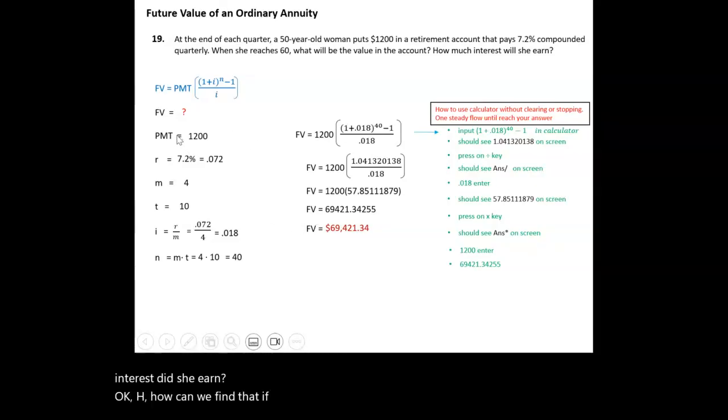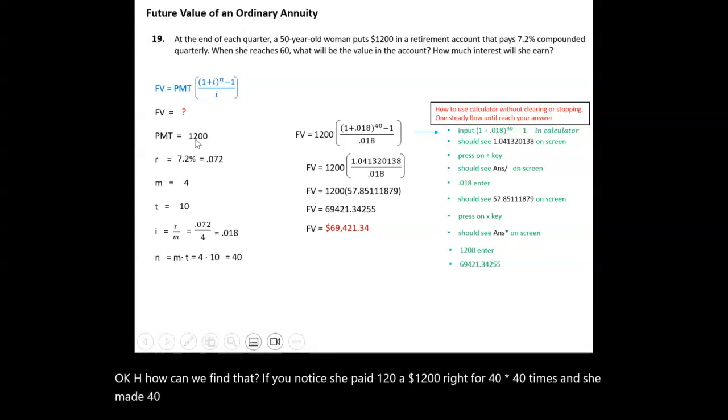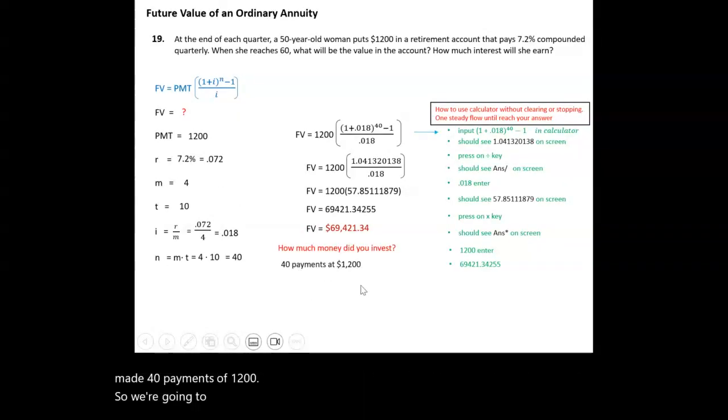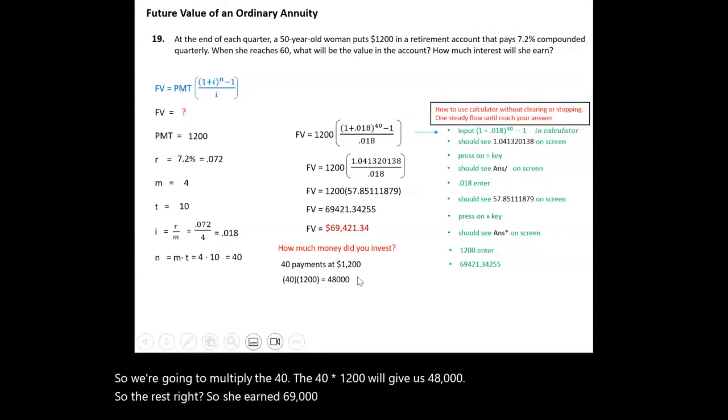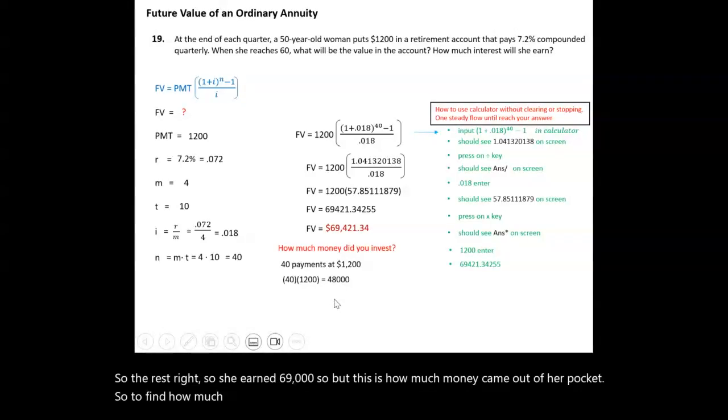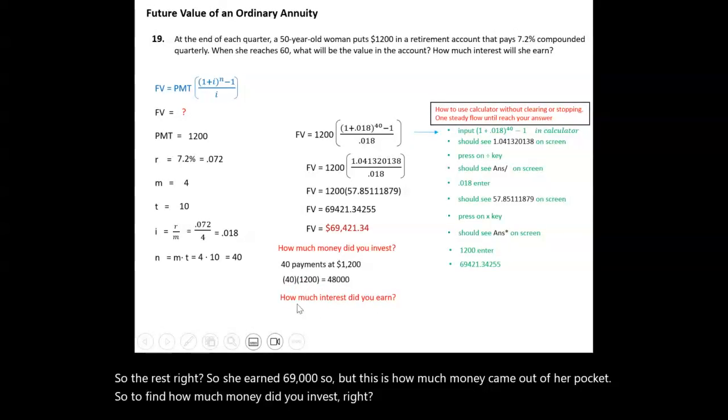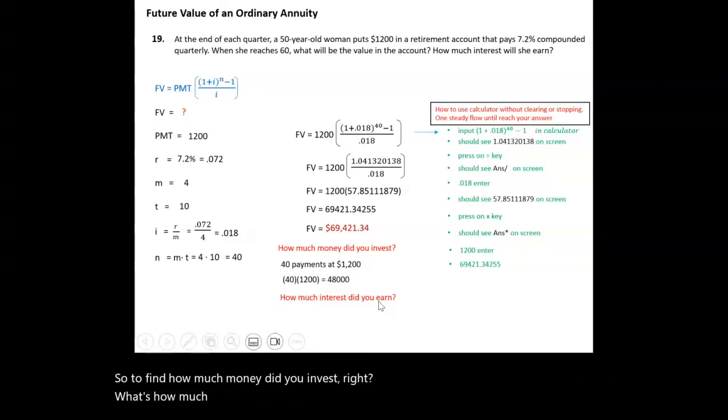If you notice, she paid $1,200 for 40 times. She made 40 payments of $1,200. So we're going to multiply 40 times 1,200, which will give us 48,000. So she ended up with 69,000, but this is how much money came out of her pocket. So to find how much interest did you earn?